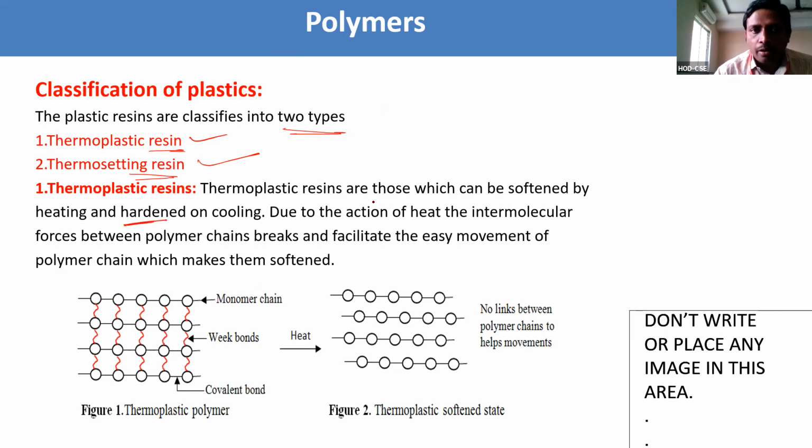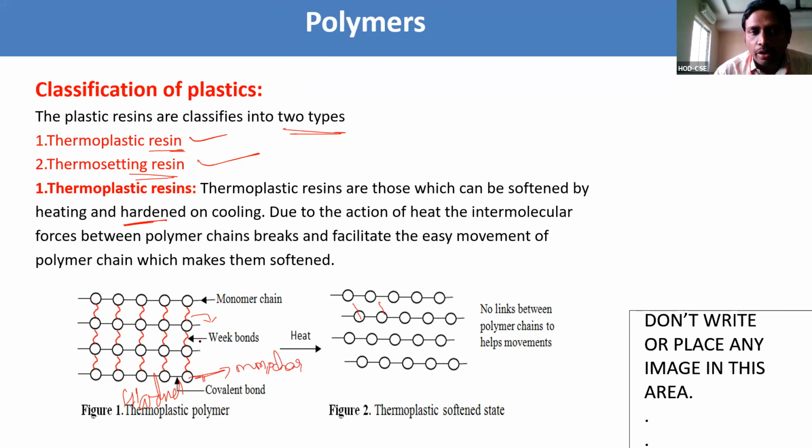Before we pass heat to the thermoplastic resin, it is harder. The bond present between the monomer chains is a covalent bond. Due to that, on heating, these bonds are broken and there is no linkage between the monomers. Before heating, these are harder in nature because they consist of bonds between the monomers, in between the monomer chains.